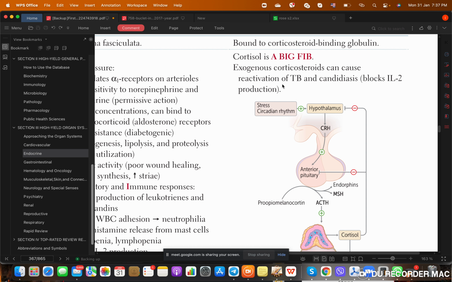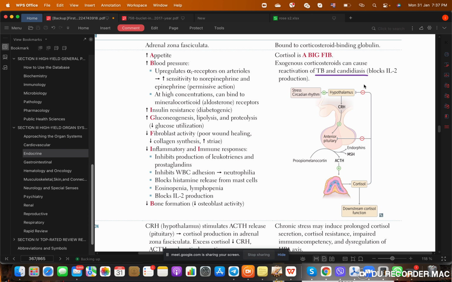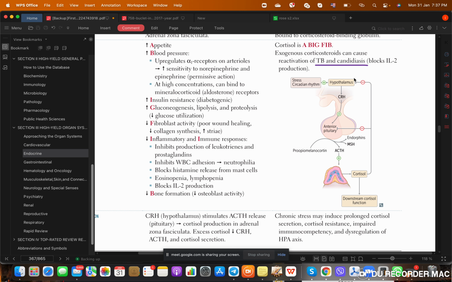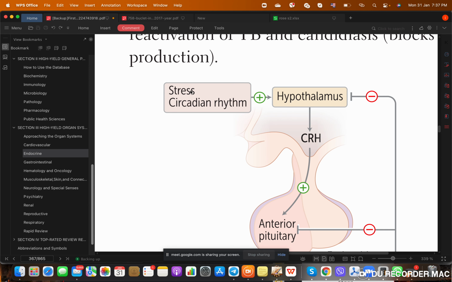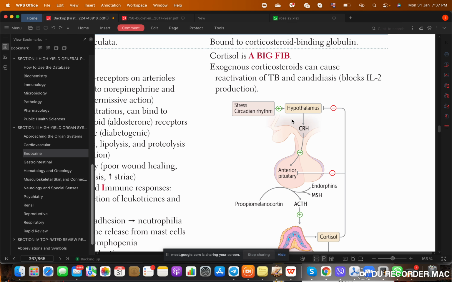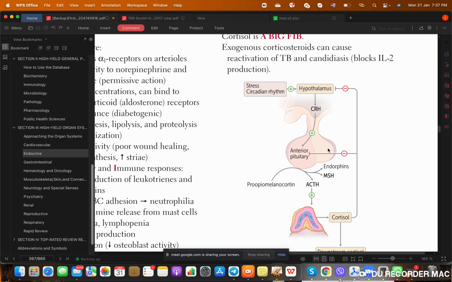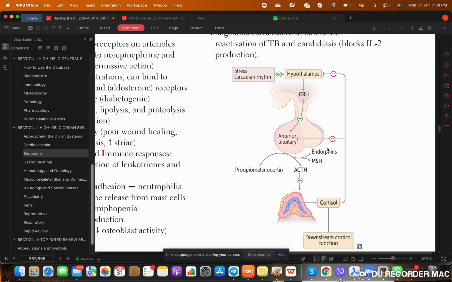So let's try to understand this. The steroid can block interleukin 2 production, which means no lymphocytes. No lymphocytes can lead to dissemination of TB and candidiasis. Okay. So the next thing here, we have the hypothalamus. It's activated by stress or the circadian cycle, which can lead to corticotropin releasing hormone production. The corticotropin releasing hormone works at the anterior pituitary, which can eventually lead to more secretion of these three that all come from pro-opiomelanocortin: more ACTH, more MSH, more endorphins. What are endorphins?